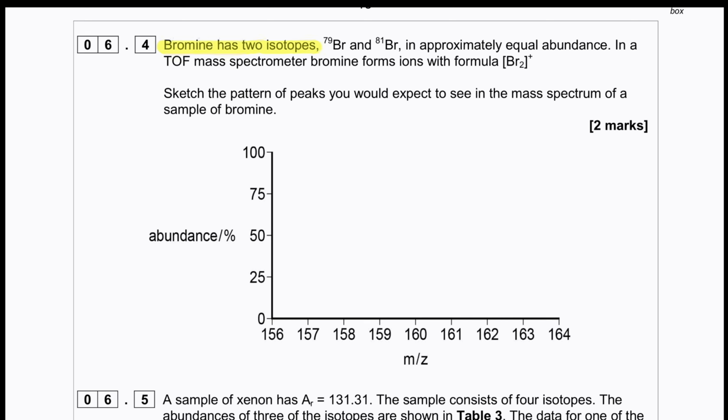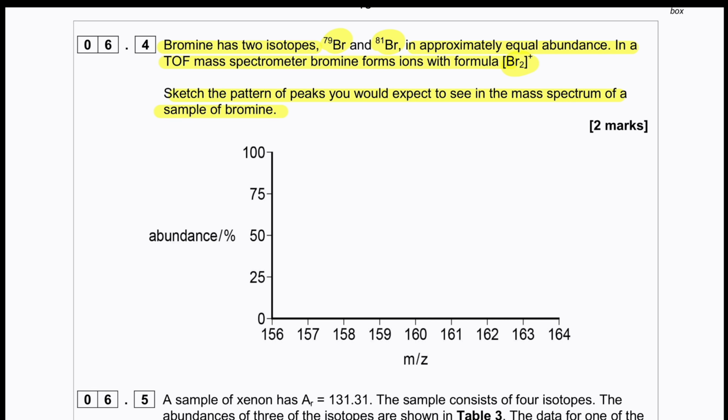Bromine has two isotopes, bromine-79 and bromine-81, in approximately equal abundance. In a TOF mass spectrometer, bromine forms ions with the formula Br2+. Sketch the pattern of the peaks you would expect to see in the mass spectrum of the sample of bromine.